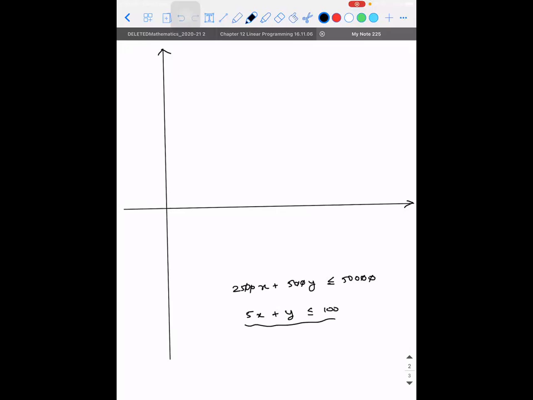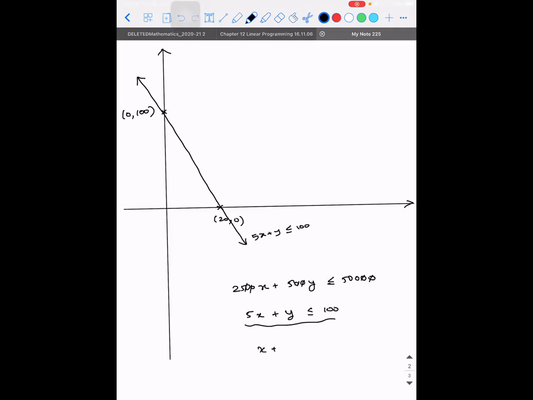First, consider it as an equality. So when I put x is equal to 0, y is 100. When I put y is equal to 0, x is 20. So 20, 0. So when I join these two, this gives me the equation of 5x plus y is less than or equal to 100.